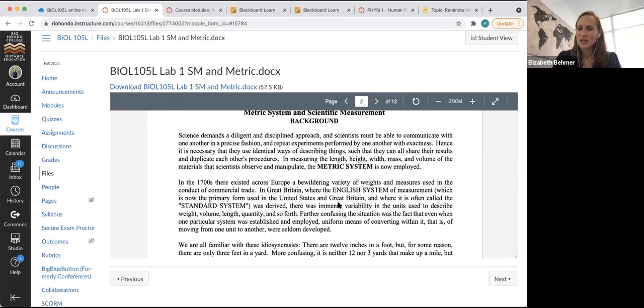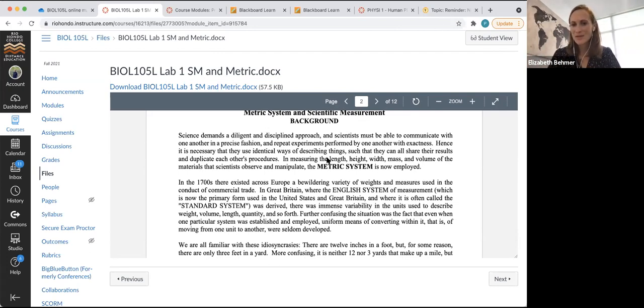So we've talked about how science demands a diligent and disciplined approach, like investigating, forming hypotheses, collecting data, and then making observations and theories from that data. Scientists must be able to communicate with one another in a very precise fashion. So around the world, scientists need to communicate with each other so that someone doing an experiment, I have my world map up, let's say someone doing an experiment in Europe, their data will match up with some of us who do it at UCLA, for example.